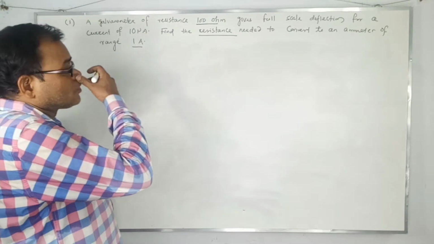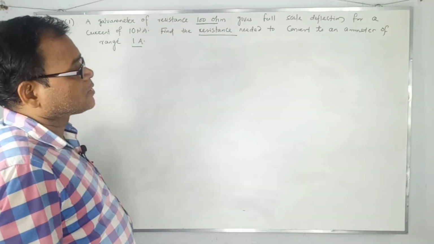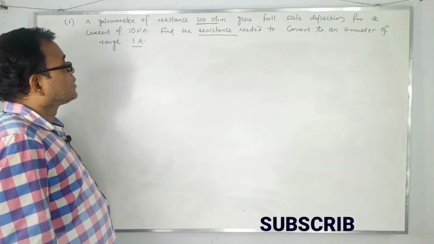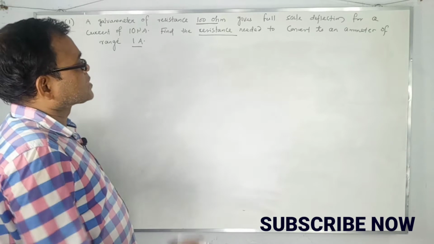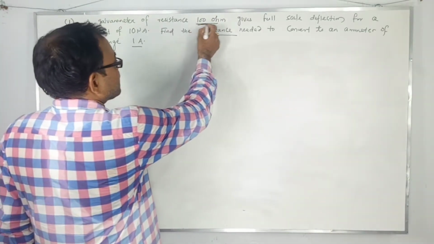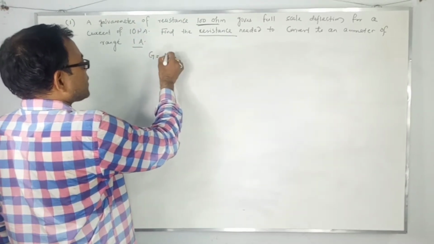In this video, we will discuss some questions carrying 3 marks, which is important from the exam point of view. Question is, a galvanometer of resistance 100 ohm gives full scale deflection for a current of 10 milliampere. Here you are getting galvanometer resistance as G, which is 100 ohm.